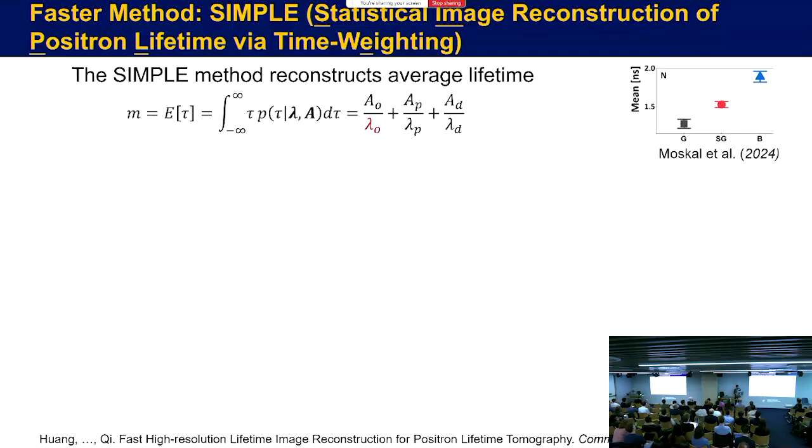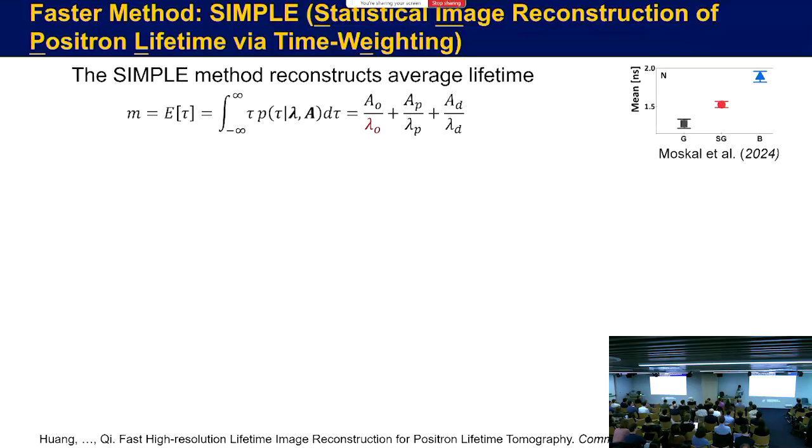So we develop faster methods. The first one only reconstructs the average lifetime, or the mean lifetime. That is basically just the first moment, the average across all three pathways. And I want to bring this picture back again. This is from the human measurement. It shows the mean lifetime actually has a better signal-to-noise ratio to differentiate between the glioma and brain tissue than ortho-positronium lifetime, indicating it's actually useful.